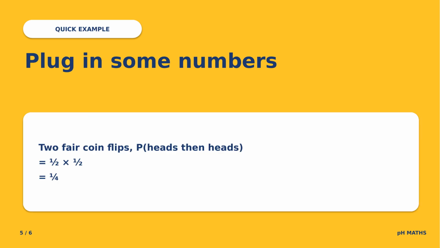Quick example. 2 fair coin flips. Probability of heads then heads. These are independent. So half times half equals a quarter. 3 coin flips, all heads, half cubed, equals 1/8. Same rule, applied repeatedly.